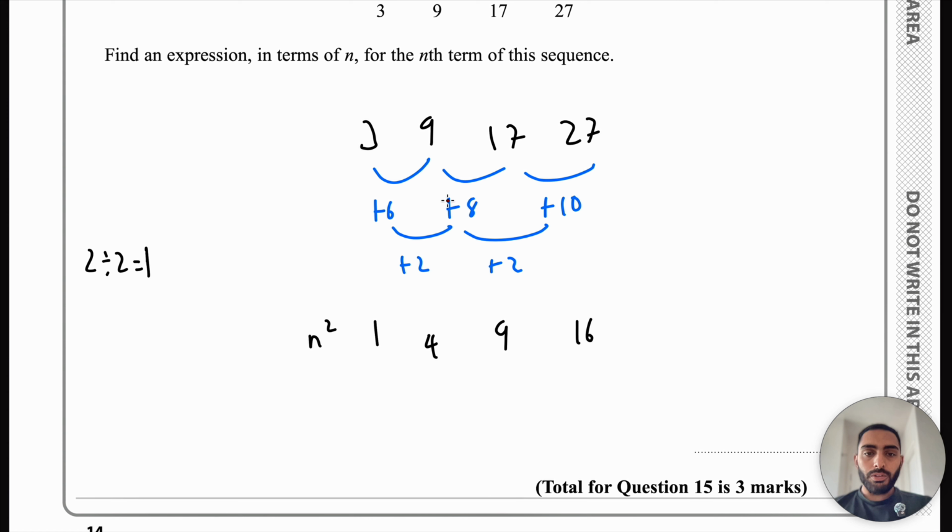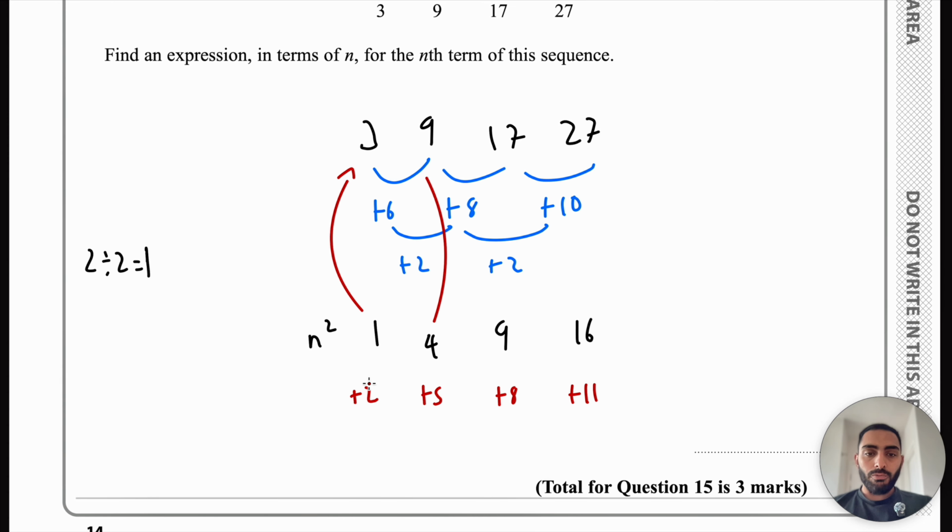And now I'm looking for the difference between n squared and my original sequence. So from there to there, I've added 2. From here to here, 4 to 9, I've added 5. From 9 to 17, I've added 8. From 16 to 27, I've added 11.